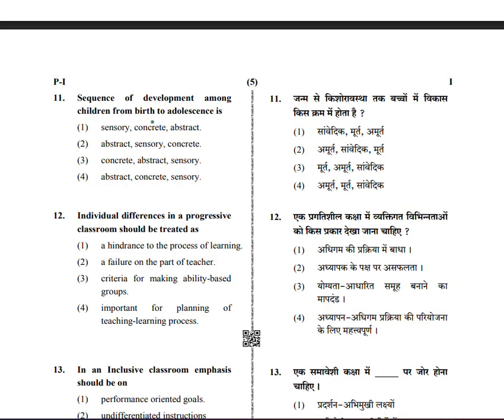Next question. Which is the correct sequence of development among children from birth to adolescence? You have to find out here. There are four options. First option is sensory, concrete, abstract. Abstract, sensory, concrete. Then concrete, abstract, sensory. Then abstract, concrete, sensory. The correct sequence is the first option: sensory, then concrete, then abstract. According to Jean Piaget's theory, children progress through four stages, but here only three are given. Sensorimotor is from birth to 2 years. Then the pre-operational stage, 2 to 7 years, which is not given. The third stage is concrete operational, between 7 to 11 years. Then formal operational, the fourth, abstract, above 11 years. So the first option is the right one.